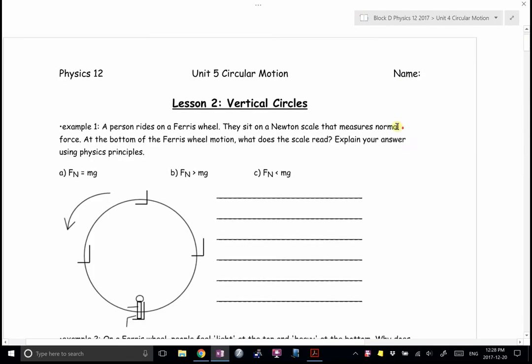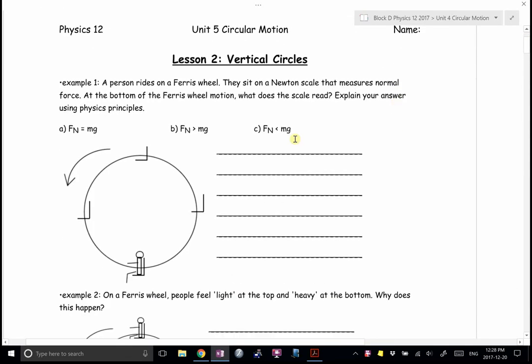Vertical circles. A person rides on a Ferris wheel. There's the Ferris wheel. They sit on a Newton scale, which measures normal force, because that's what scales really measure.